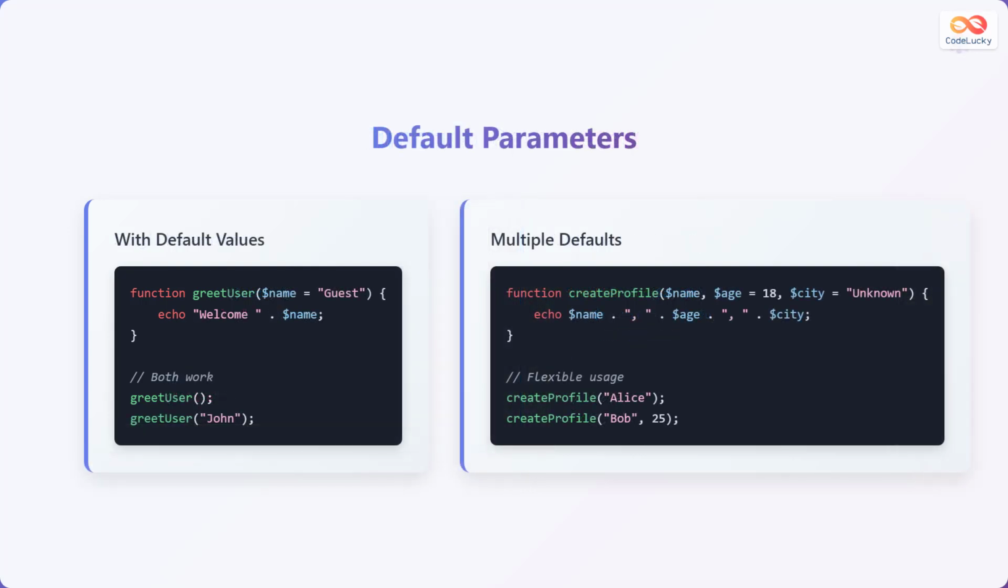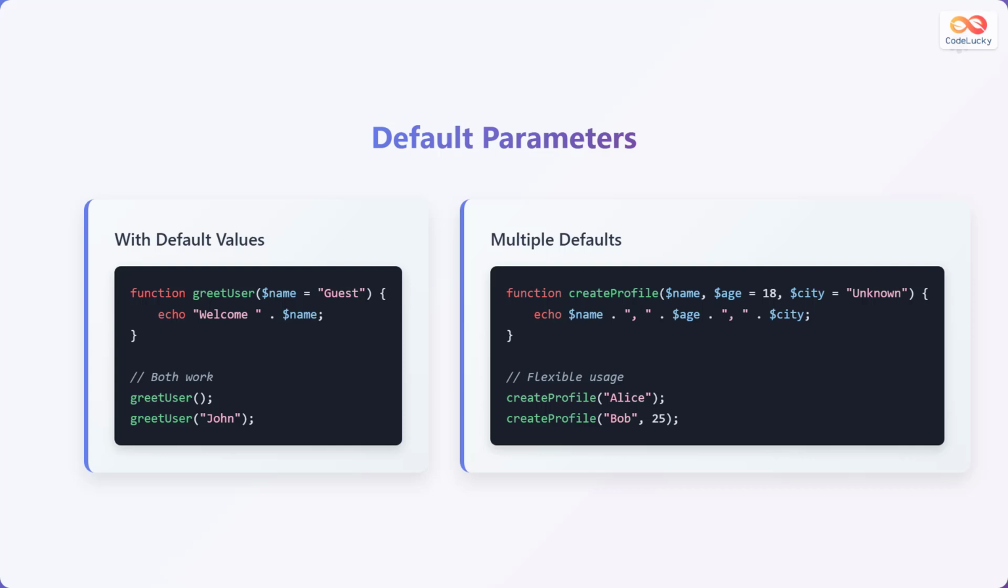In PHP, you can also define default values for function parameters. If a caller does not provide a value for a parameter with a default value, then the default value will be used. Here's an example of a function called greetUser that accepts a single parameter called name. The name parameter has a default value of guest. If you call the function without providing a value for the name parameter, it will default to guest.